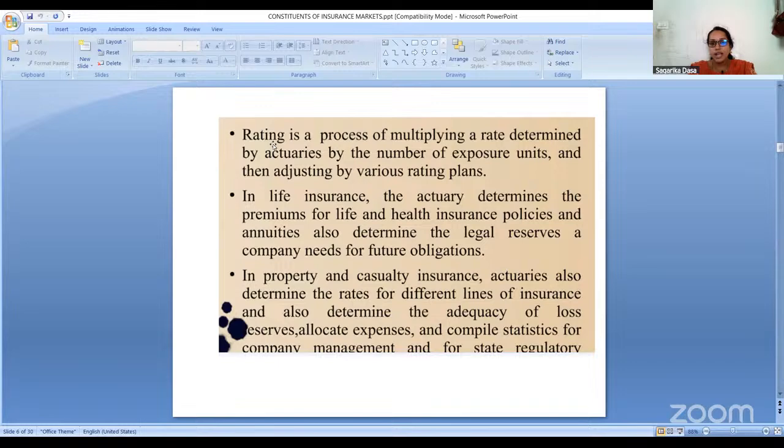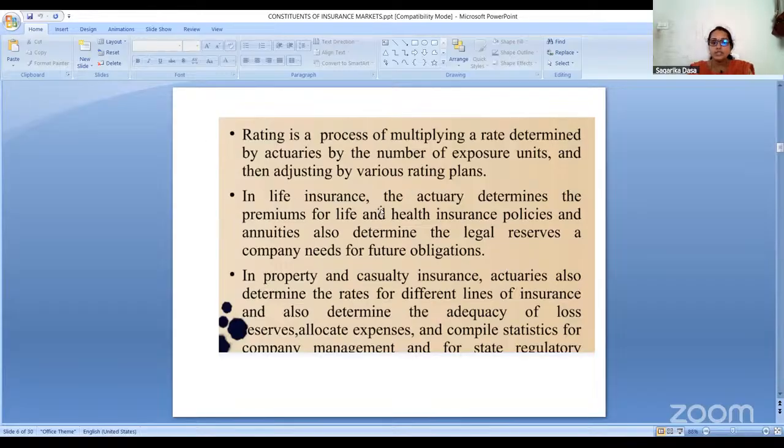It's something like ranking only. Okay. So rating is a process of multiplying a rate determined by actuaries, the person who determines the rate, by the number of exposure units, by the risk that is exposed to, and then adjusted by various rating plans. Usually we see that a rating will be given out of 5 ratings, where 1 is the least and 5 is the highest. So like that, it is the rating process.